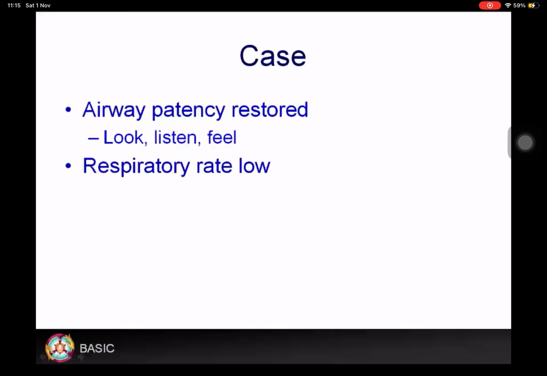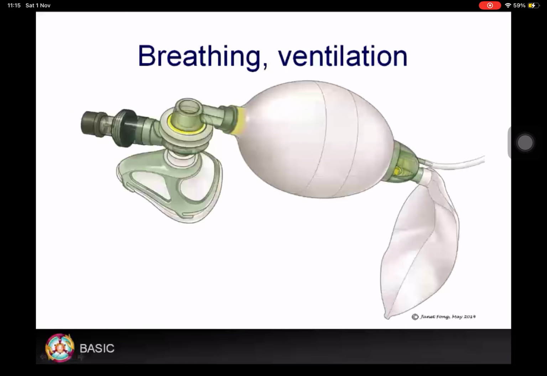Returning to our case. Airway patency has been restored and confirmed by looking, listening and feeling, but the respiratory rate is low. The patient needs some form of ventilatory assistance, usually with a manual self-inflating bag valve resuscitator. Use of this equipment requires time and experience to master and will be covered in one of the skill stations.